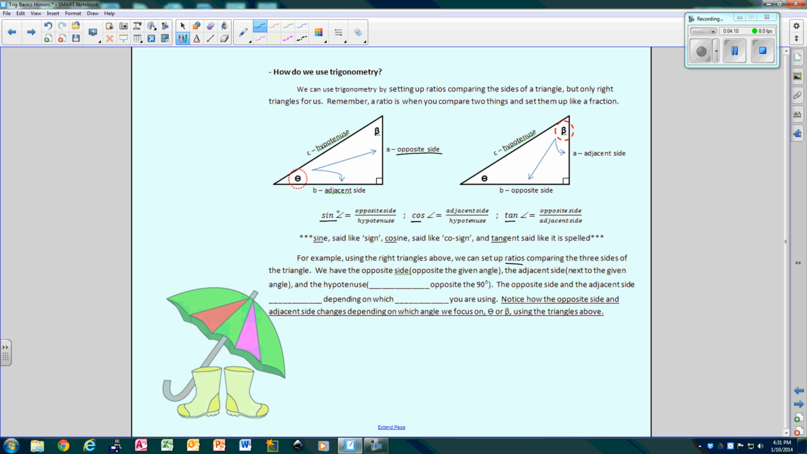So if you'll notice, trig is really just going to be using fractions and the button on your calculator. It is very, very easy, so do not get overwhelmed. All right, so we're going to set up some ratios to compare the sides, okay?